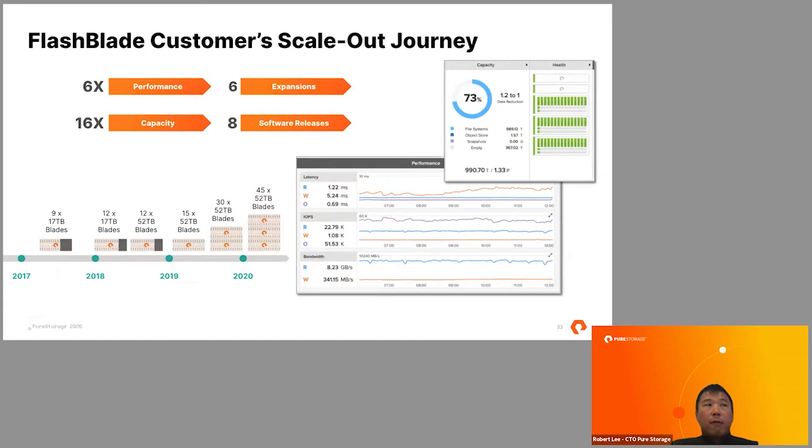This is an example of a customer. This is a small technology, actually not that small anymore, company in Asia that has grown with us since 2017, as they've built out what has now become a fairly large-scale AI and ML environment and infrastructure. They started with us at almost the smallest configuration, 9 by 17 blades. Over time, they expanded that system by adding more blades, giving them a third more performance and capacity.